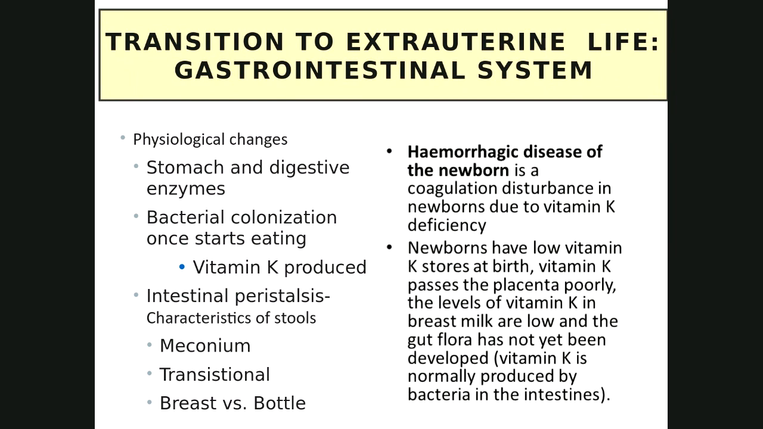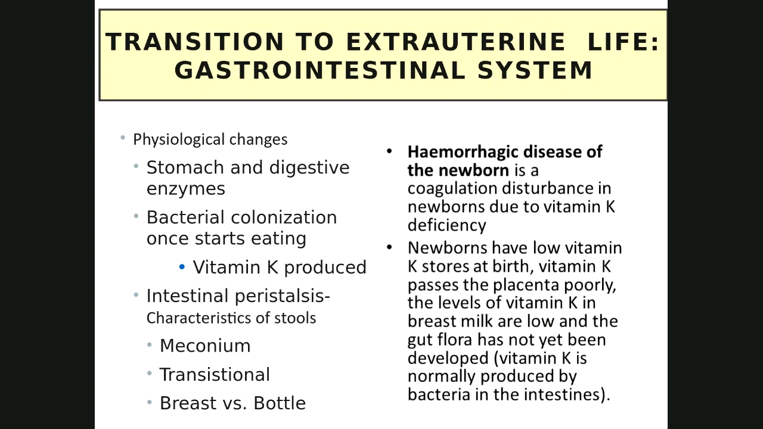Transition to extrauterine life, what is involved in the GI system? Physiological changes that are occurring are that the stomach and the digestive enzymes are growing, and there are digestive enzymes as the baby feeds. There's bacterial colonization once the baby starts to eat. When the baby is born, their stomach is essentially sterile. There's no bacteria. They haven't eaten any food, and the baby's gut is sterile.